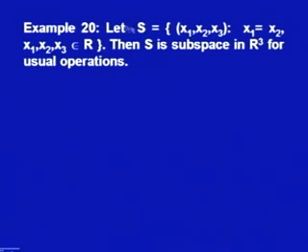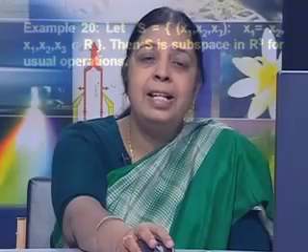So, in the next example, we are again considering a triplet (x1, x2, x3), they all belong to R with the condition that x1 is equal to x2. Then S is a subspace in R cube for usual operations. I have different types of sets, some form subspaces, some do not form subspaces. So, in this example, if this condition is satisfied, then they form a subspace. So, let us see the solution.